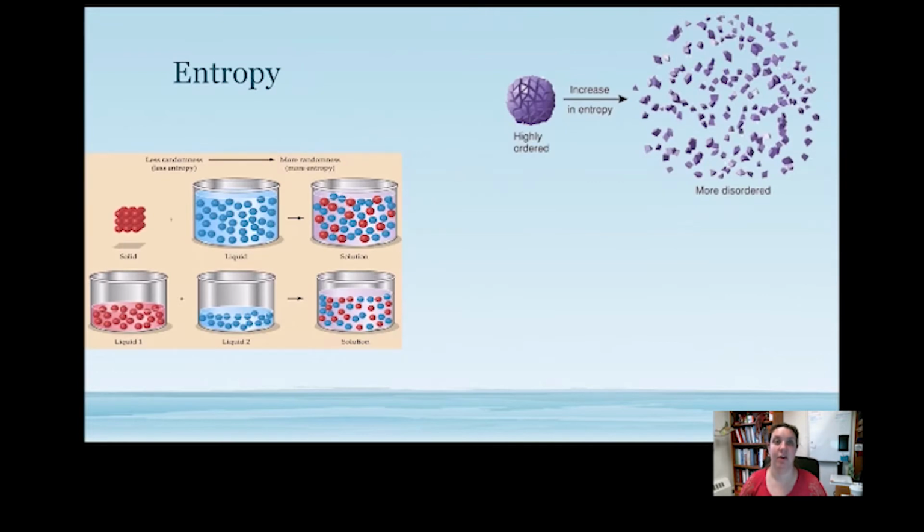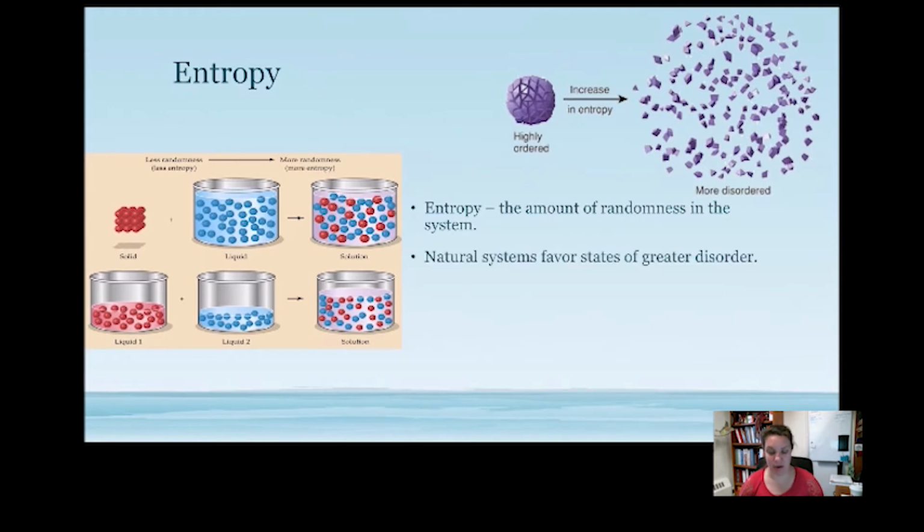Okay, so we talked about enthalpy many times, but we haven't really talked about entropy yet. Entropy is the amount of randomness in a system, or the amount of disorder. Greater disorder, greater entropy. And nature or natural systems are going to favor greater disorder. It's something we want.